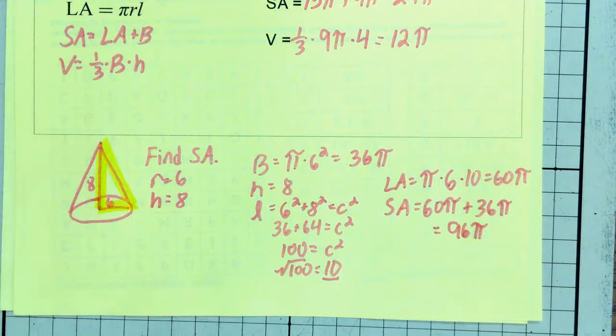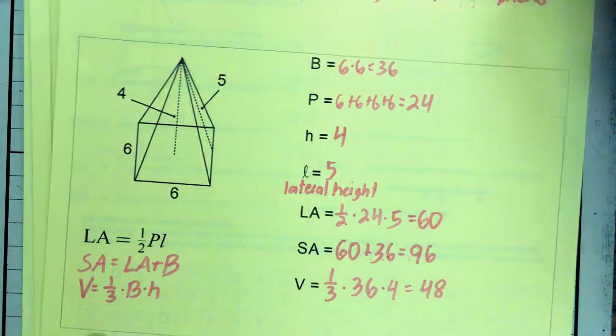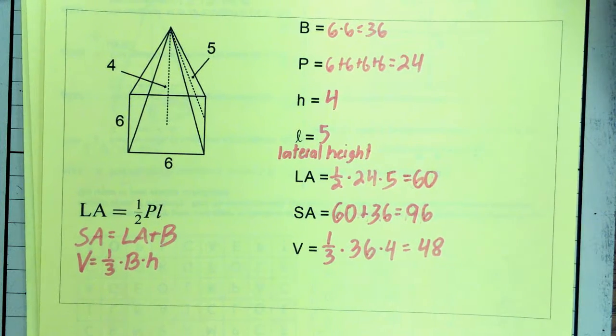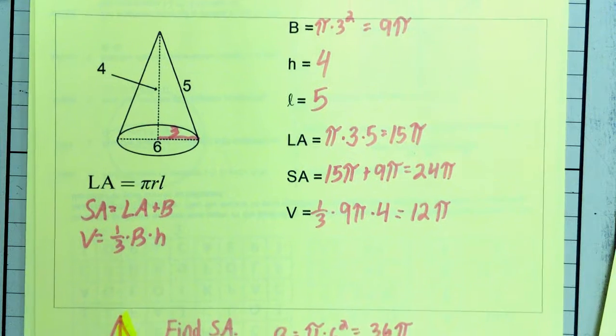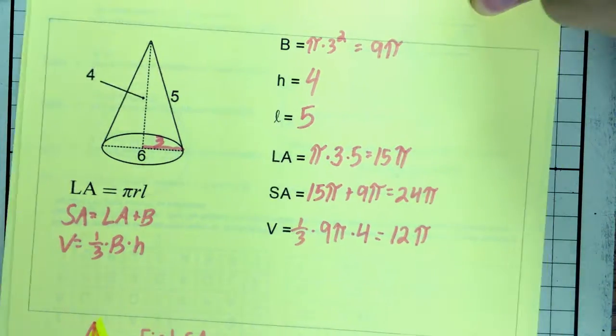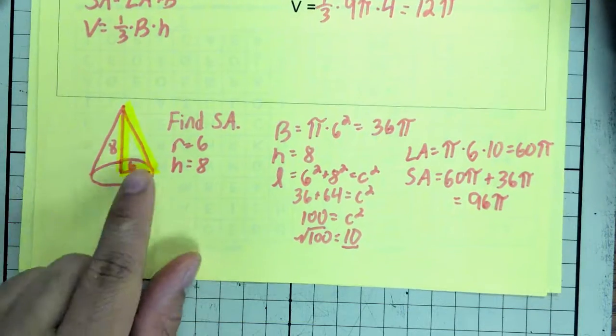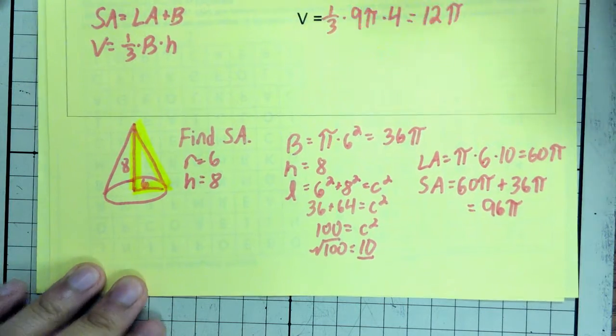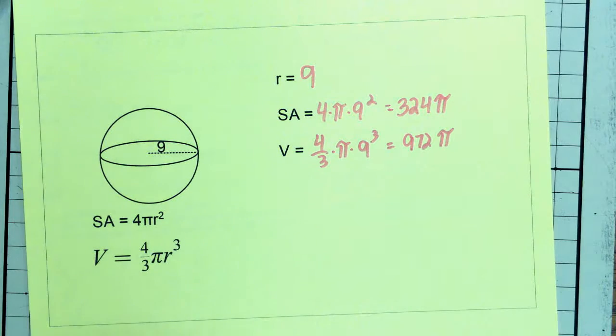So, quick recap. Surface area and volume. Here's your pyramid. Here's an example. Your cone. Another example of the cone where we first had to use the Pythagorean theorem to find one of those sides. And lastly, surface area and volume of a sphere. And all of these involve being able to plug into equations.